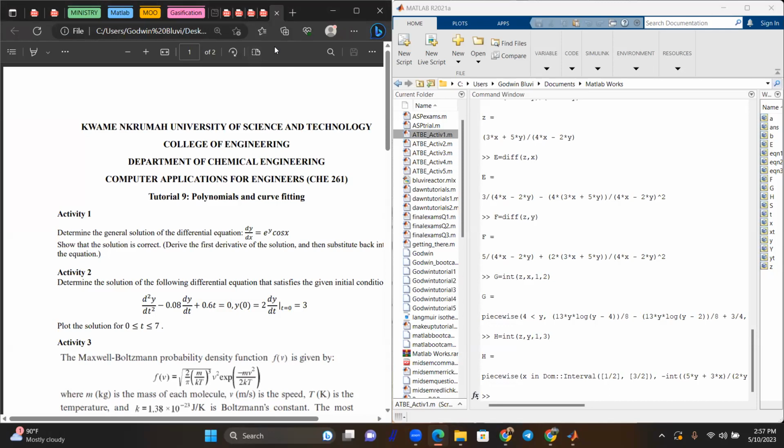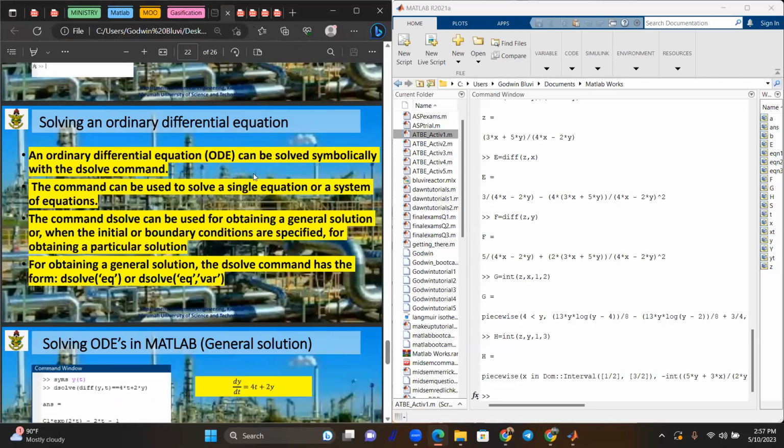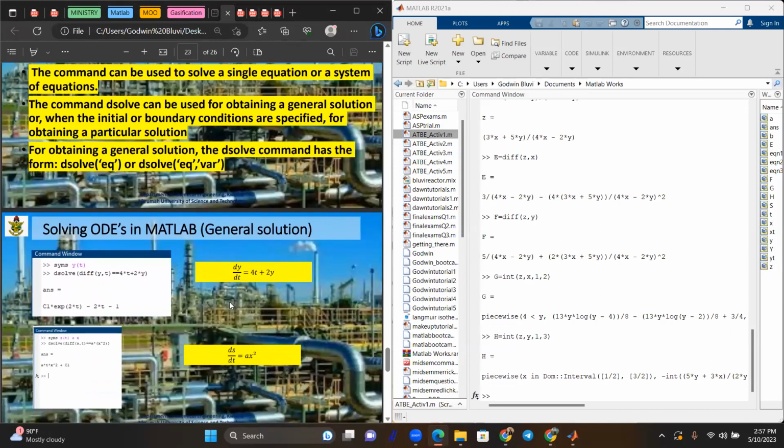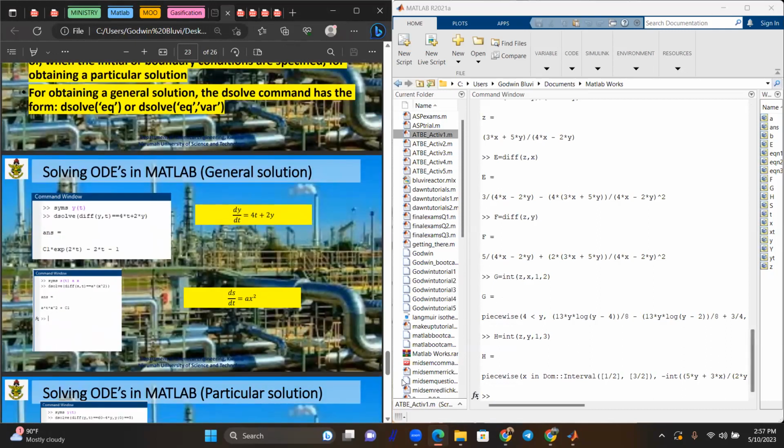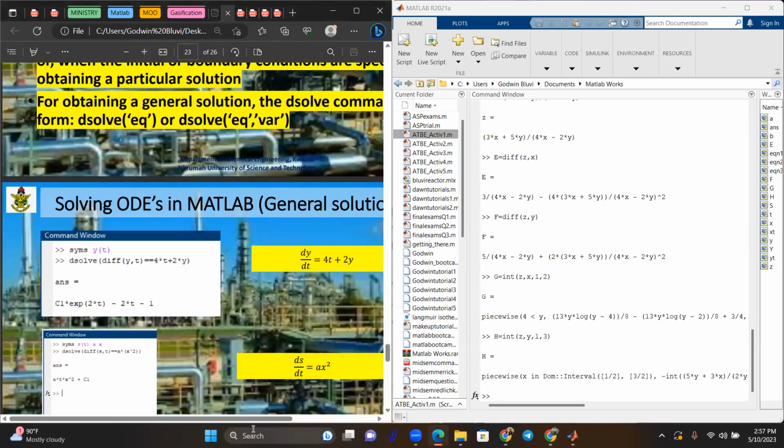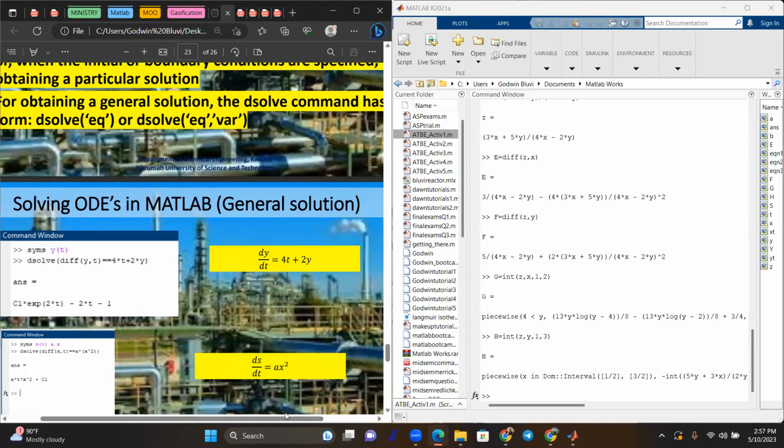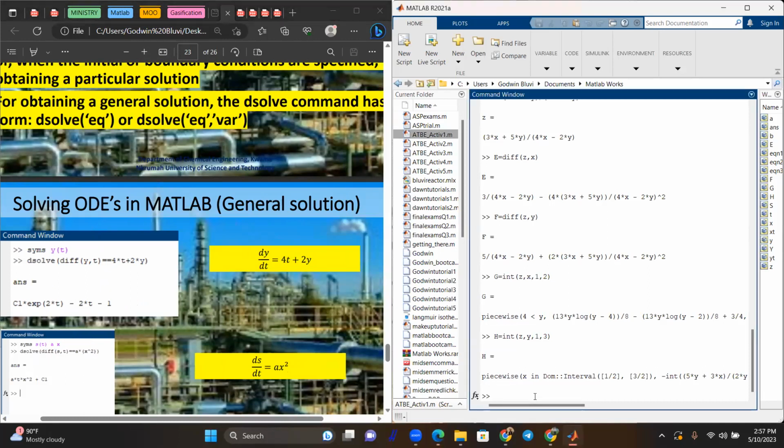Okay, so when you want to do this, use the dsolve command, then dsolve the equation and the variable the way you want it to be solved. Let's try this out. Let me zoom in. So this is the expression that we want to solve: dy/dt equals 4t plus 2y. When you want to input your syms, it's going to be syms y(t).